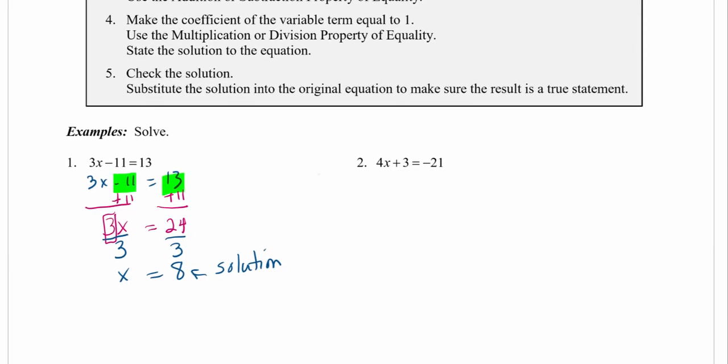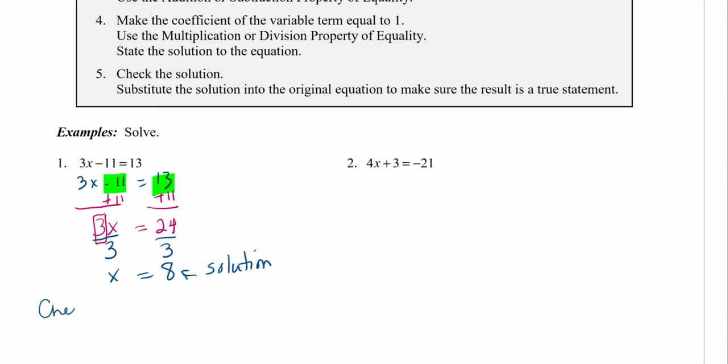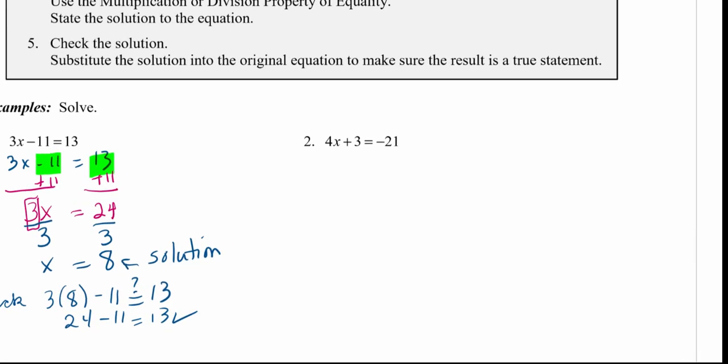To check the solution, we would substitute back into the original. So 3 times 8 minus 11, does that equal 13? 24 minus 11, yes, that equals 13. So our solution checks. And again, the solution is x equals 8.